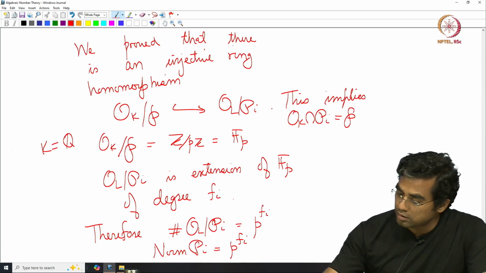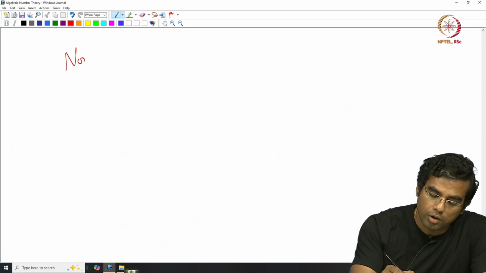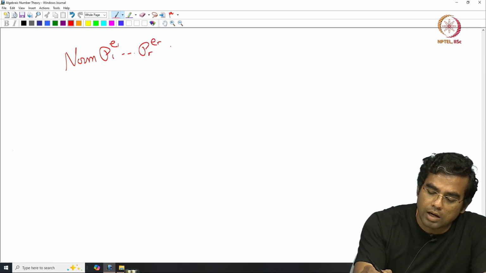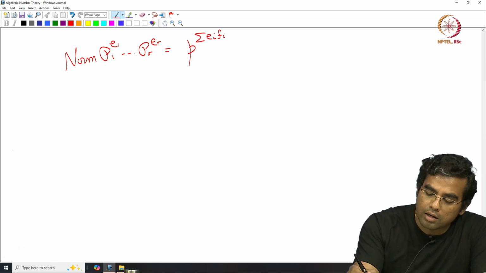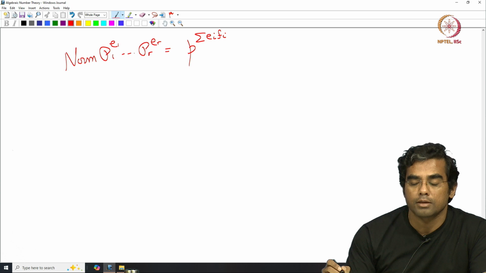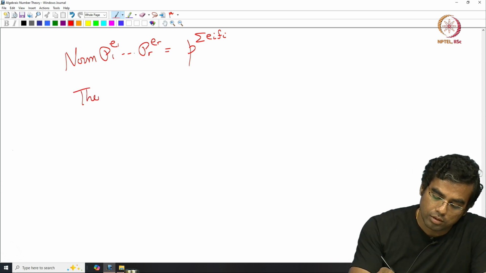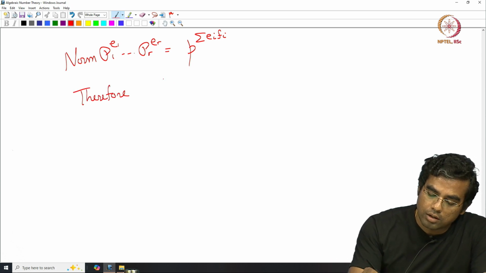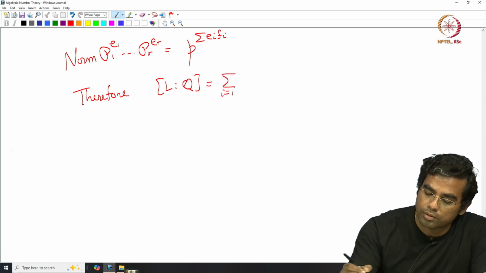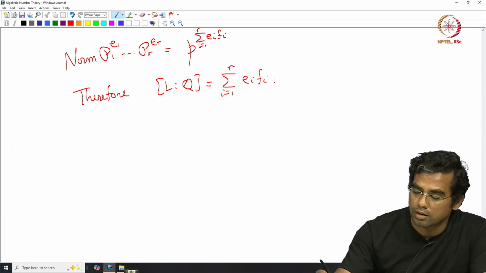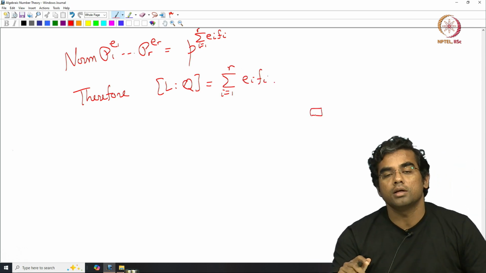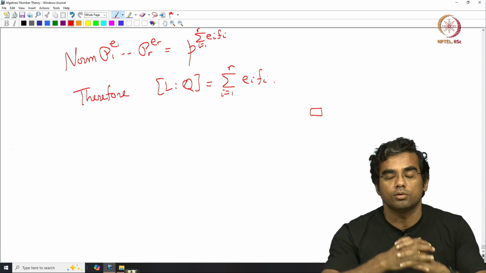And so, we get that the norm of P1 to the E1 up to PR to the ER is equal to P to the summation of Ei Fi. Therefore, the degree of L over Q is equal to the summation for i going from 1 to R of Ei Fi. So, that proves the lemma in this particular case, at least when K is equal to Q.